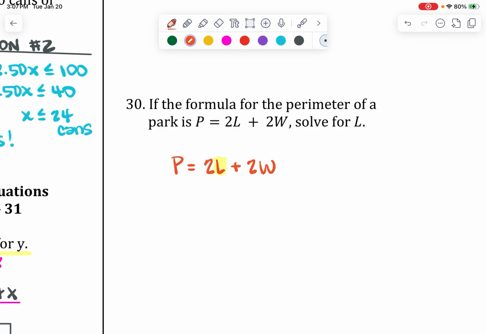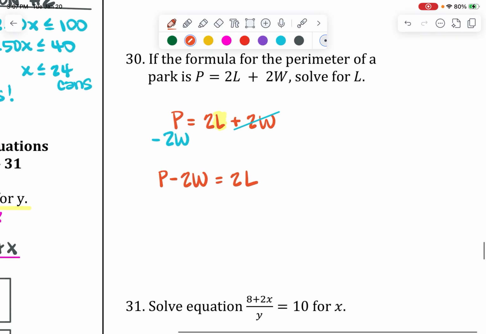So again, we're going to solve this just like we would any other problem. Imagine that that W wasn't there. What would you do to solve for L? You would subtract 2, divide by 2. We're going to do the same thing, except instead of subtracting 2, we got to subtract 2W. So that's going to give us P minus 2W, definitely not like terms, so we can't do anything with that.